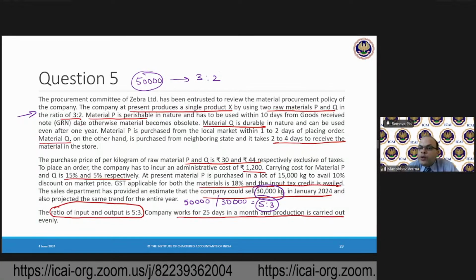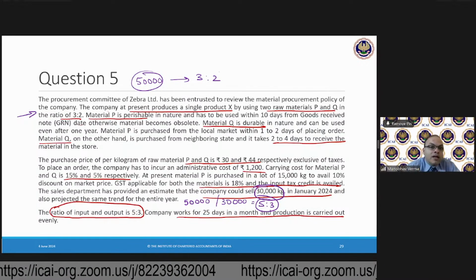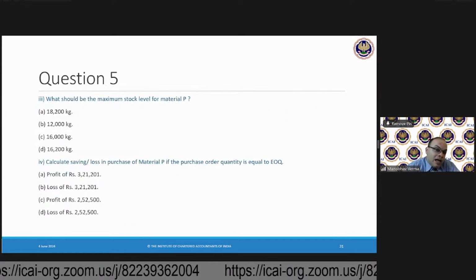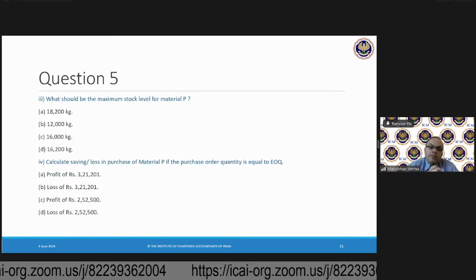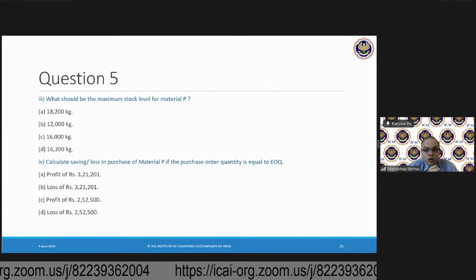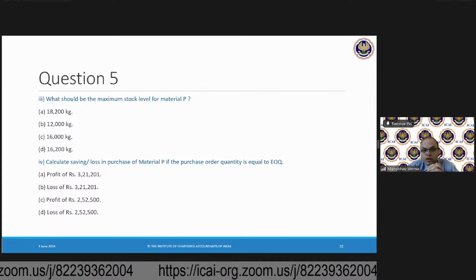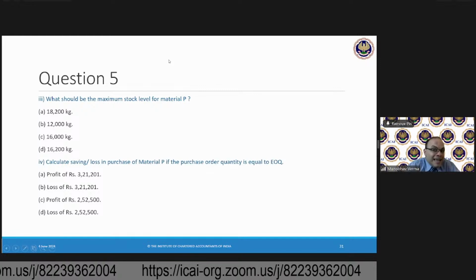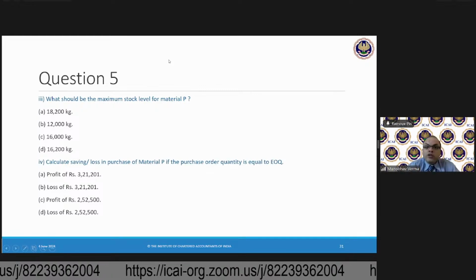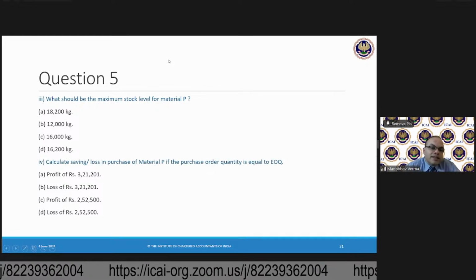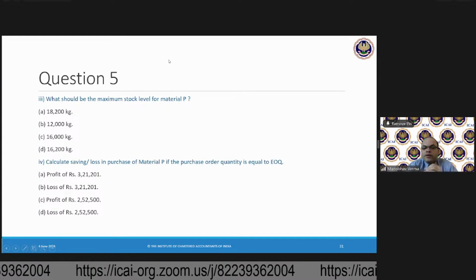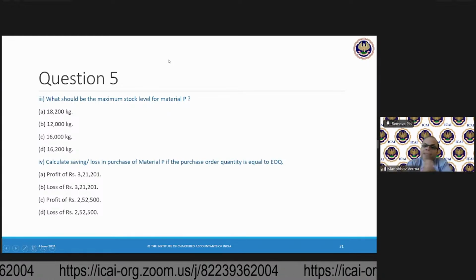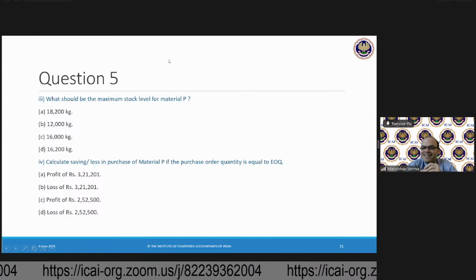Is there any working you need to do? Is there any working note to be done? So that you can do that. For example, the last question on the next screen. You're talking about calculate saving or loss in the material P if the purchase order quantity is equal to EOQ. So what that question is indirectly asking us, if we need to understand that requirement, is: what if we calculate EOQ first and that is my purchase quantity?